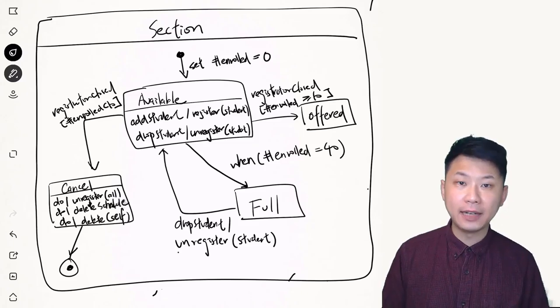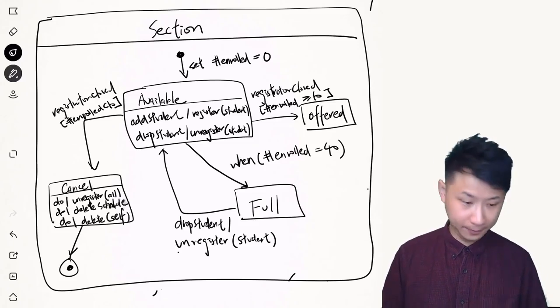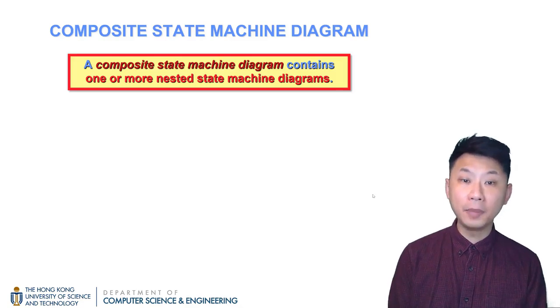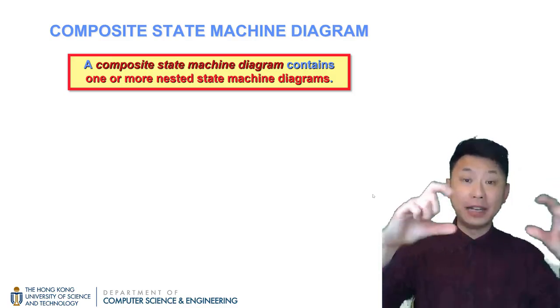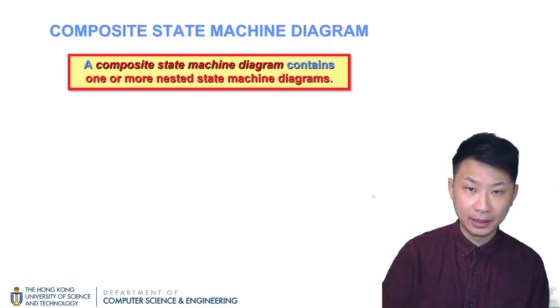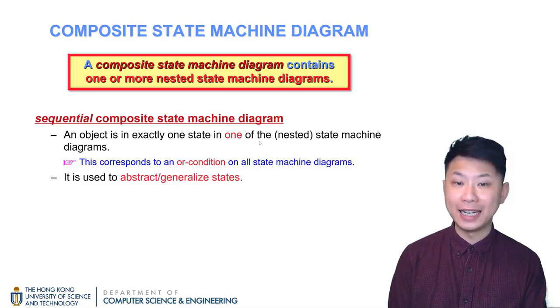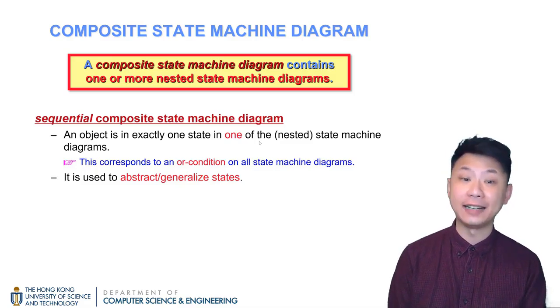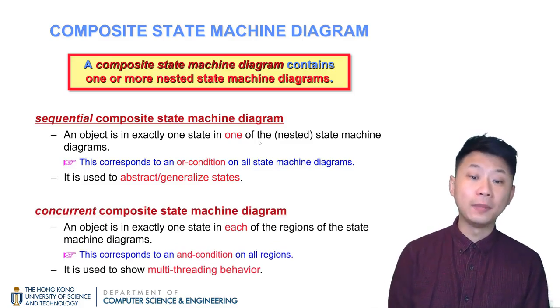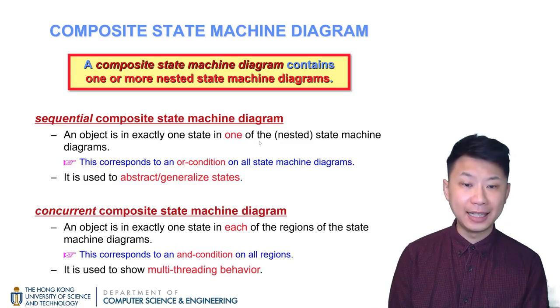And this is the state machine diagram for the section class in the ASU application domain. And it's also possible to have a composite state machine diagram. That means it's nested, and we have a state machine diagram within another state machine diagram. We may have a sequential composite state machine diagram. That means an object is in exactly one state in one of the nested state machine diagrams. Or a concurrent composite state machine diagram. That means an object is in exactly one state in each of the regions of the state machine diagram.